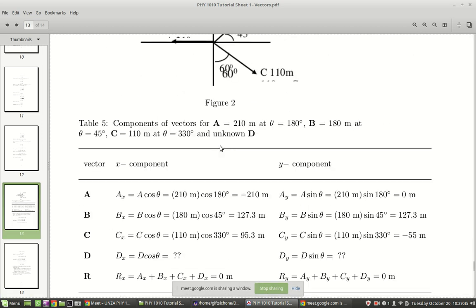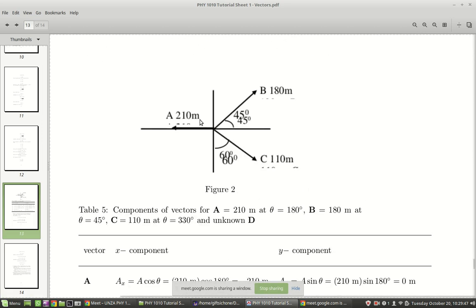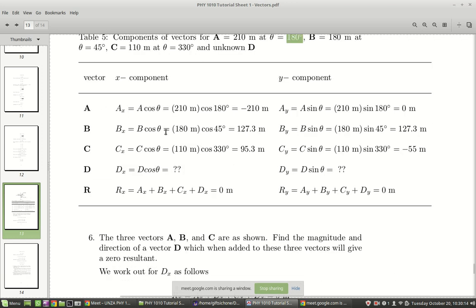So we started with figuring out the angles for each of these vectors from the positive x-axis going like that. For vector A, the size was 120, the angle was 180. For vector B, the size is 180, the angle 45 degrees. For vector C, the size is 110, the angle all the way down like that was 330, and we worked out the components for A, B, and C, like that. This is how we worked out the x components and the y components.